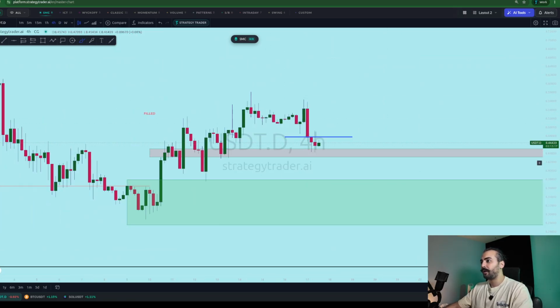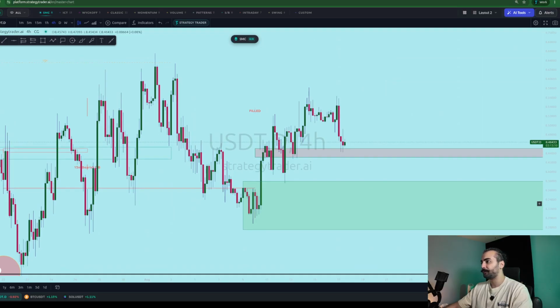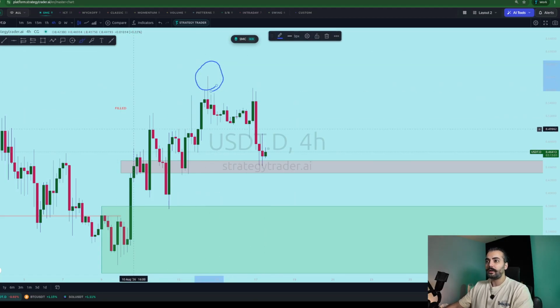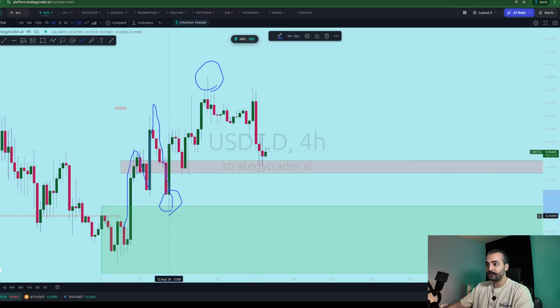On the 4-hour time frame, I will also get rid of this line. It's a very important line, but anyways, I will get rid of it. On the 4-hour time frame, as you can see here, we made a high here, so there were higher highs all the way. We grabbed the liquidity from here and we went all the way to the top.